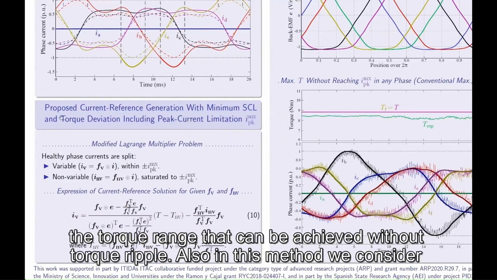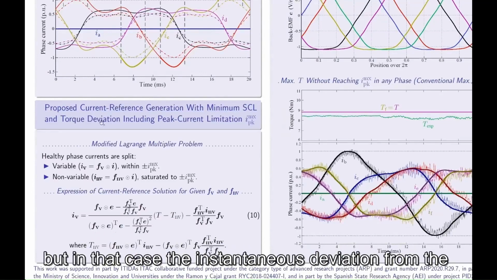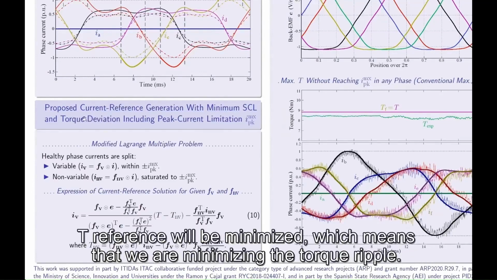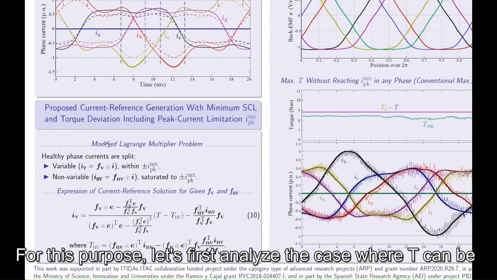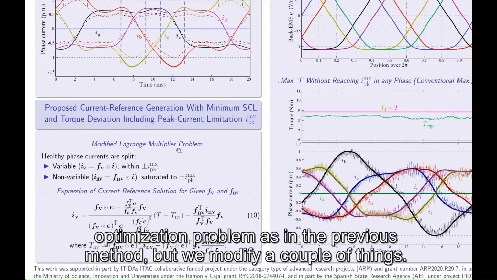And also this method will consider the case where the torque reference is even higher, so that torque ripple is unavoidable. But in that case, the instantaneous torque deviation from the reference will be minimized, which means that we are minimizing the torque ripple. So for this purpose, let's first analyze the case where the torque reference can be achieved while respecting the limit. And what we do is that we take the same optimization problem as in the previous method, but we modify a couple of things.